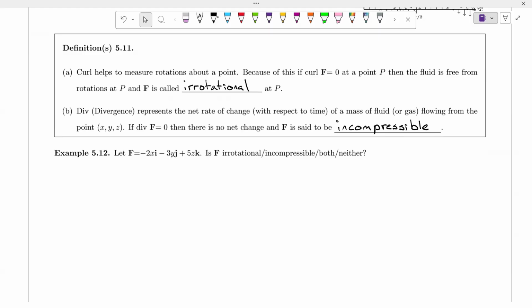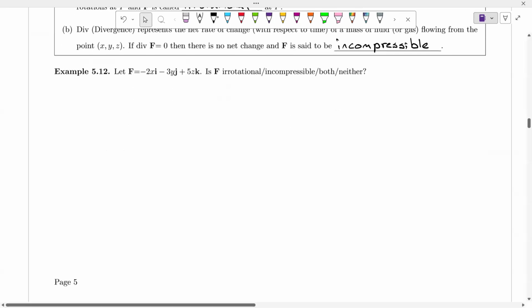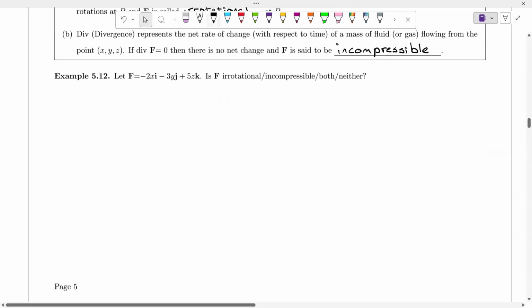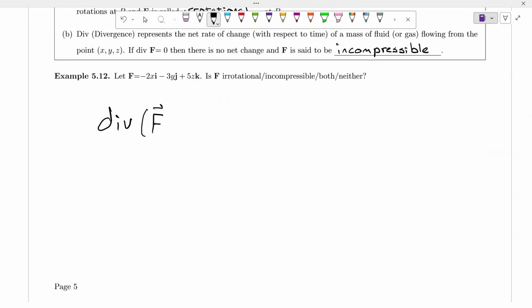So we can just check curl and divergence of this field. And it's a decent enough place to start our curl adventure. So let's do that one. First off, the divergence of this field. Negative 2x partial x is negative 2. Negative 3y partial y is minus 3. 5z partial z is 5. Add all those up and we get 0. Right? Divergence is just straight down the line.